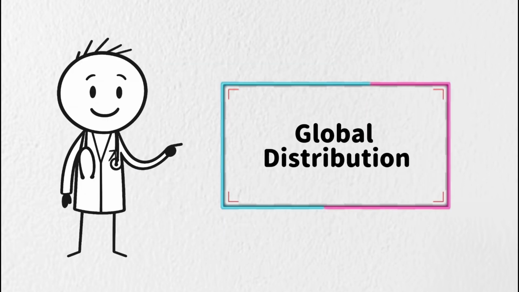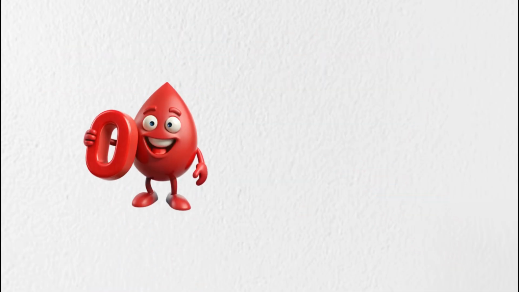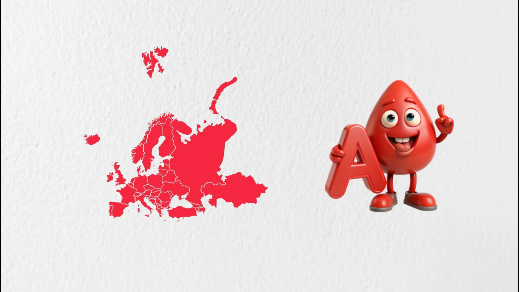Global distribution. Blood type frequencies differ across continents. Type O dominates in the Americas. Type B is prevalent across Asia. AB remains globally rare. Type A appears most often in Europe, linked to historical population mixing.